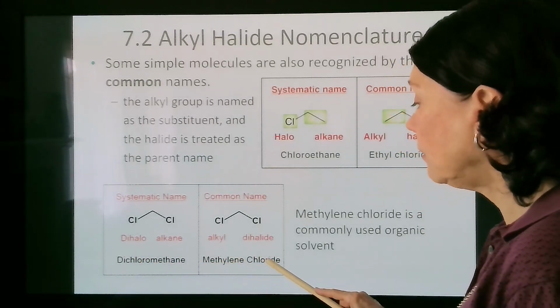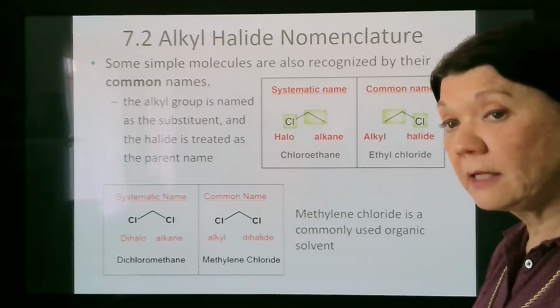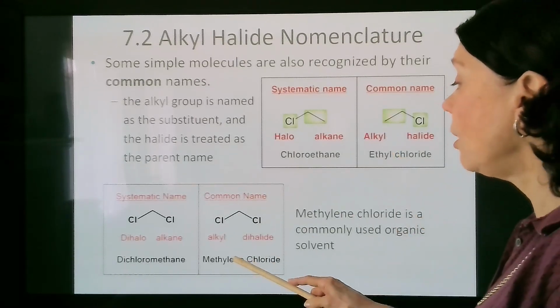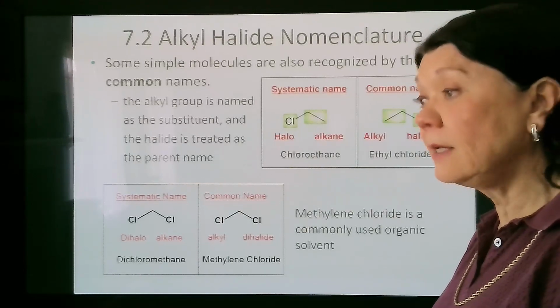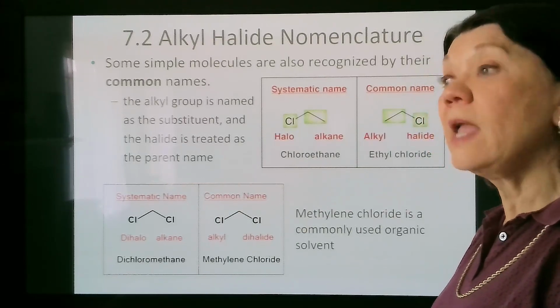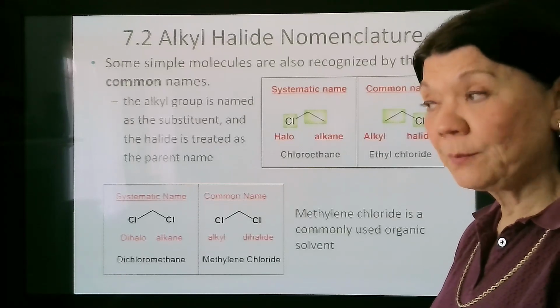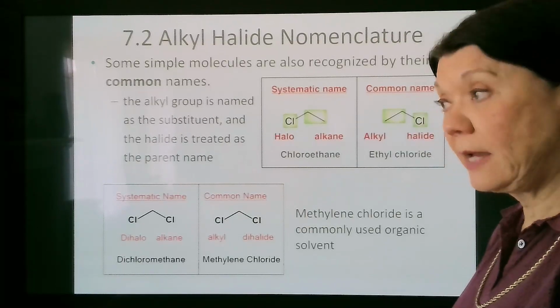Dichloromethane, methylene chloride. Methylene chloride is a common name that is used very much in lab, and you do need to know the common names for these smaller compounds. You have come along at a time in history when we have not yet converted completely to the IUPAC names. And we may never convert completely to the IUPAC names.